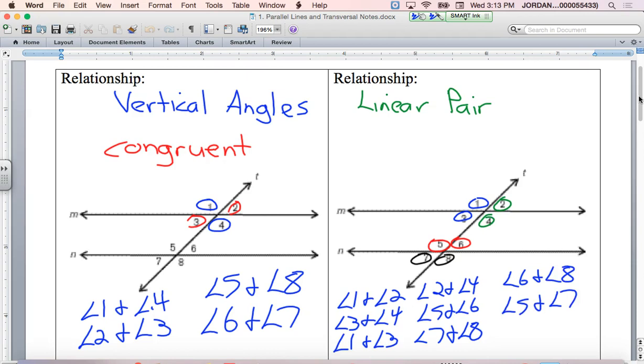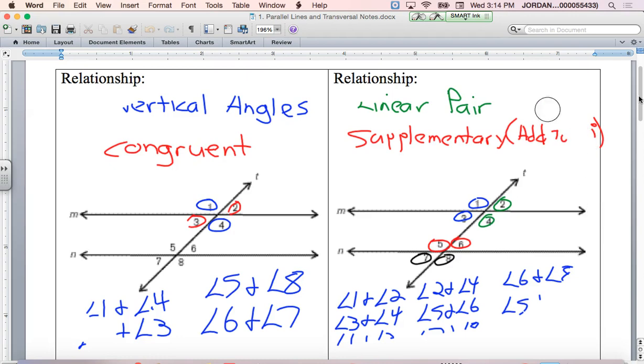Now, the way these angles always relate to each other is that they always are supplementary, which means they add to 180 degrees. Okay, so linear pairs are supplementary, vertical angles are congruent. All of the types of relationships we're going to talk about are one of those two things. They're either going to be congruent or they're going to add up to be 180. It's going to be one of the two. So that's all for linear pair and for vertical angles. We'll go on to the next two relationships.